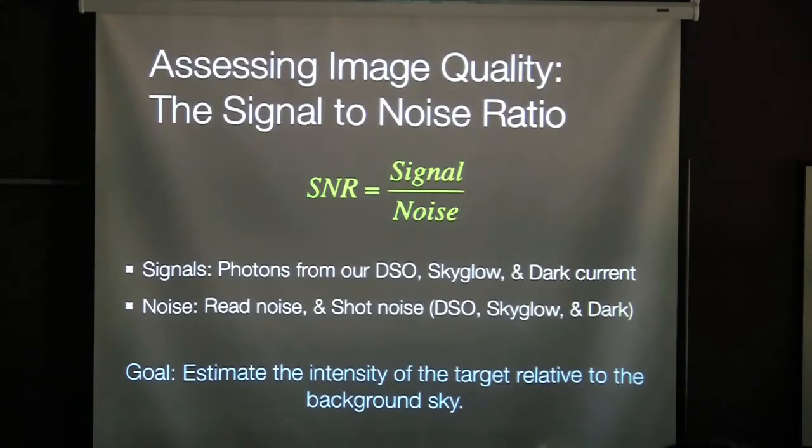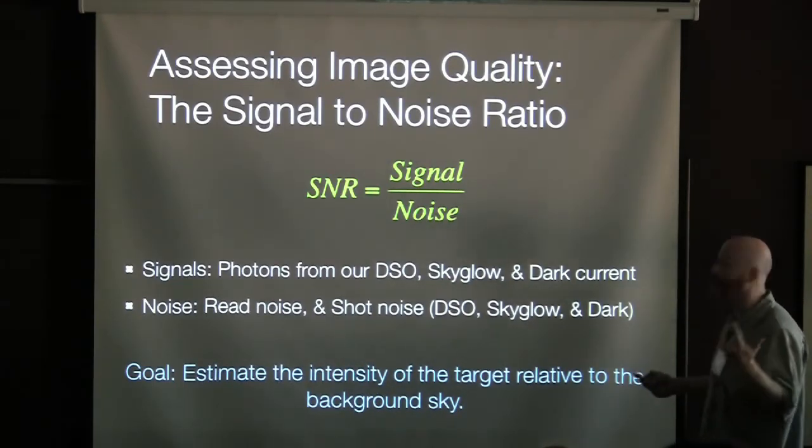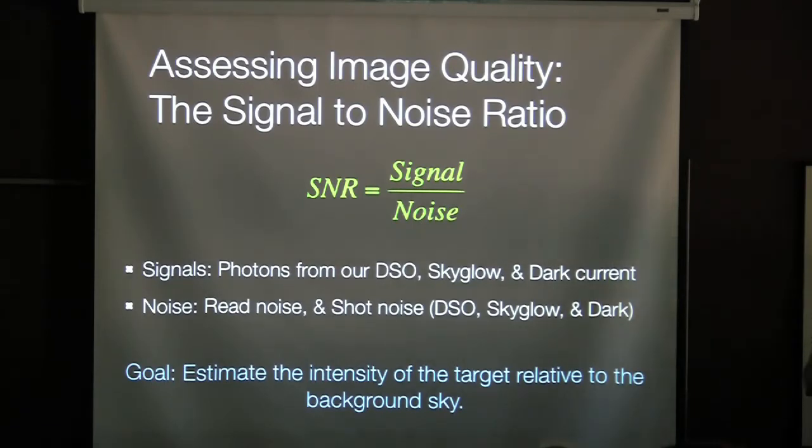So let's define signal to noise mathematically here. It's just the ratio of the signal to the noise. We're not always all that creative when we come up with terms. So signal to noise ratio is the ratio of the signal to the noise. All right, so signal in this equation comes from photons from our DSO, but also photons from sky glow and photons from dark current. So in your classic signal to noise, all of this is signal.